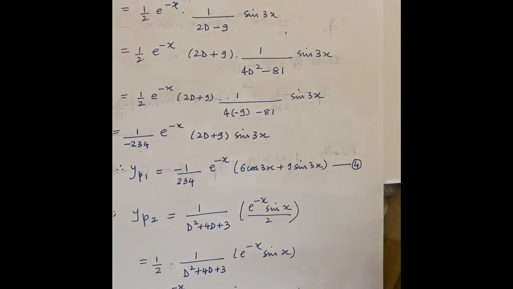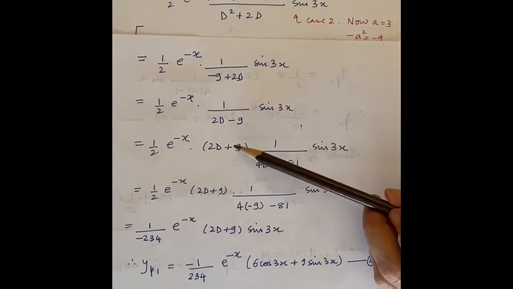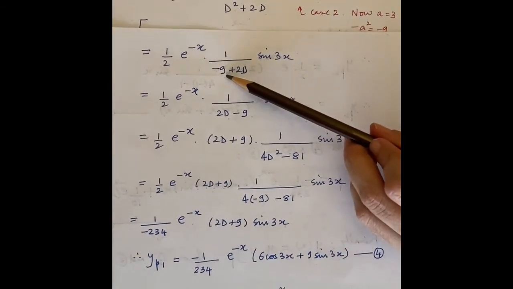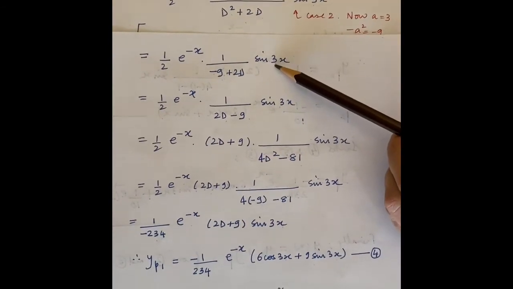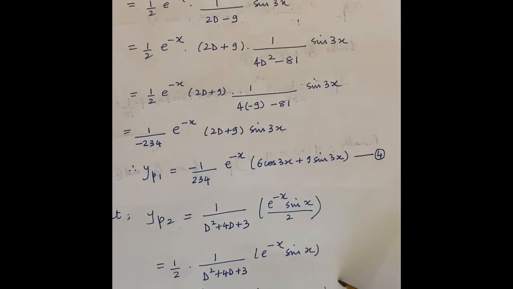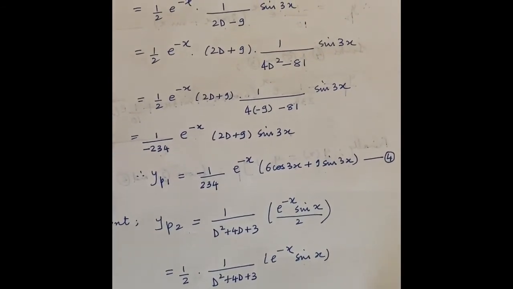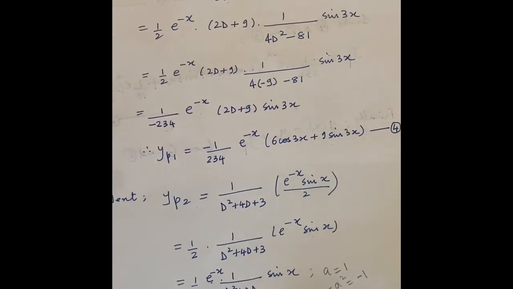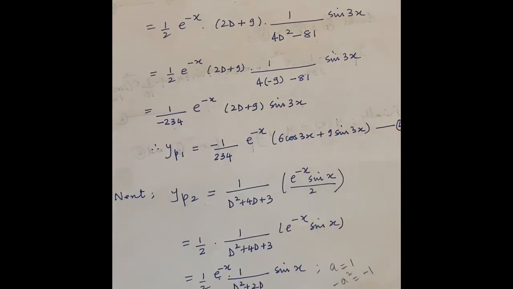Okay. In yp1, in place of D², I had put -9 because the value of a was 3. So -a² is -9. Here the value of a is 1. So -a² is -1. Therefore the difference will only be in this step. Now you solve as usual.